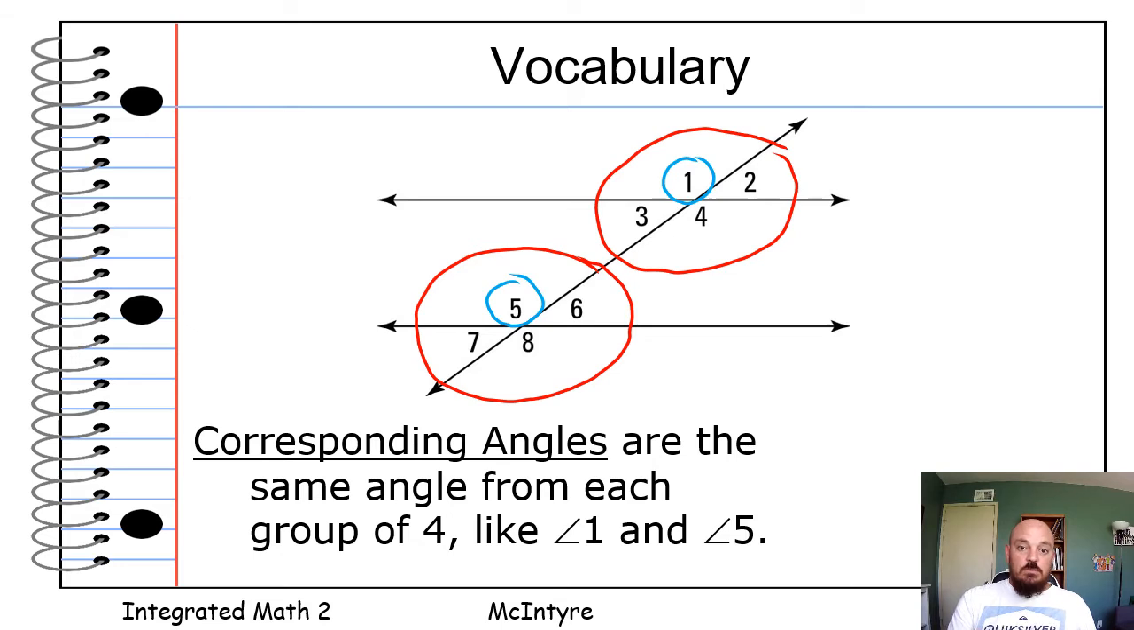I could have also said angle 2 and angle 6. Those are corresponding angles because that's the top right. I could have said angle 3 and angle 7. Or one more, this is the last one, angle 4 and angle 8. So we have 4 sets of corresponding angles. Just think of the big red circles. We have 2 sets of 4 angles. If I pick the same angle, the same position from each set of 4, those are what we call corresponding angles.